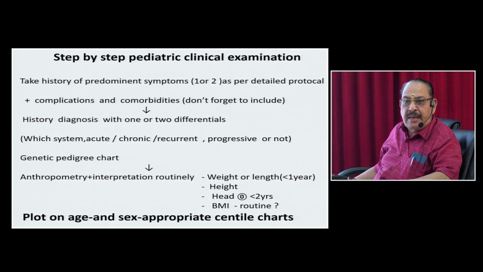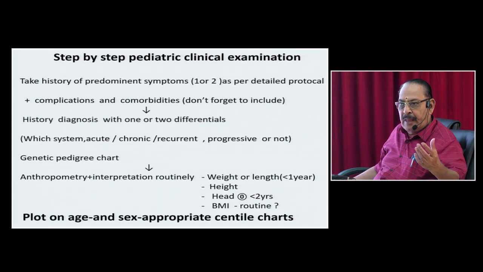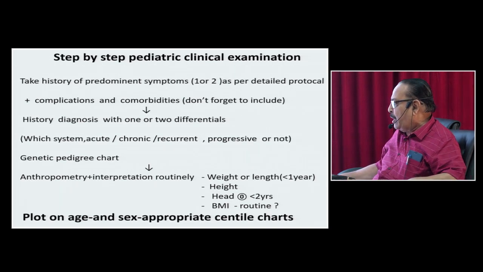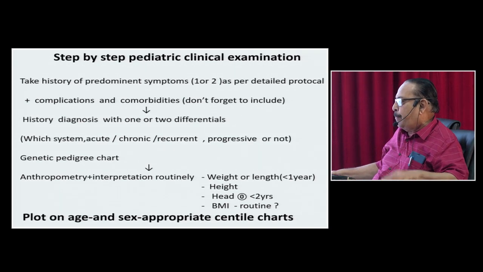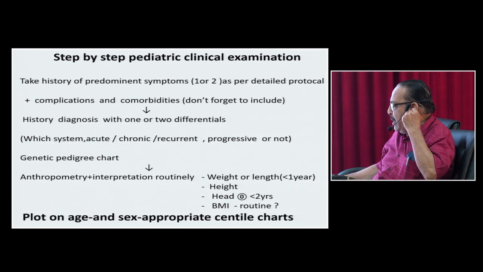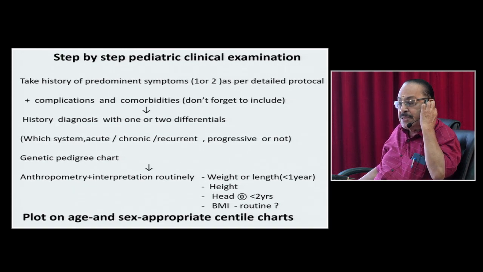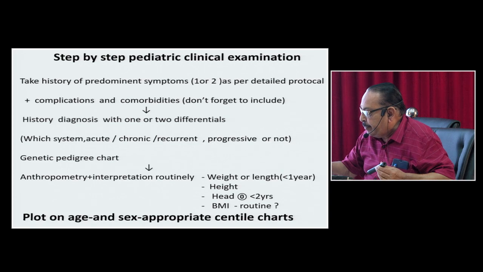BMI, as an examiner, I am not at all very particular if the child is at a normal weight. If the child is overweight, yes. Syndromic, yes. Otherwise, it need not be done as a routine for everybody. Then plot on age and sex appropriate centile charts. What chart at what age? How to do? If you are not practiced, start practicing in future.